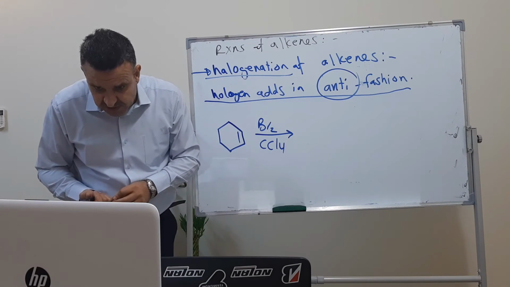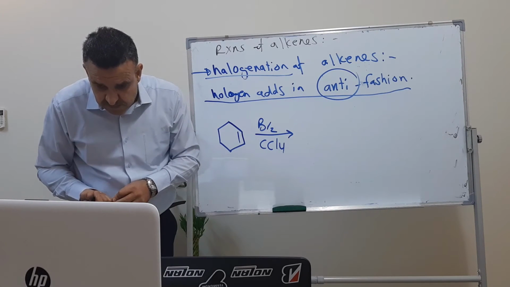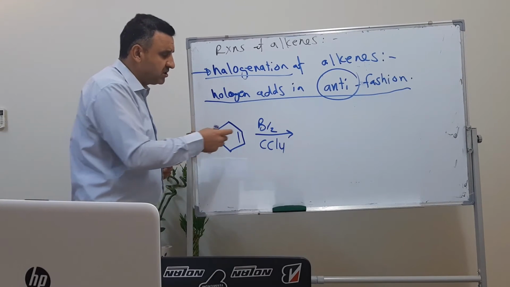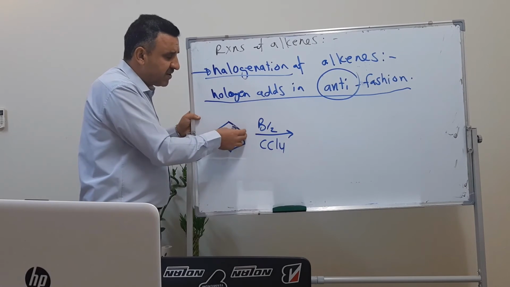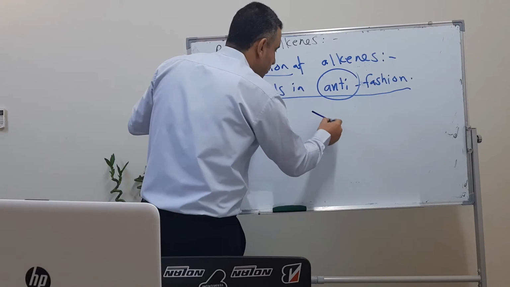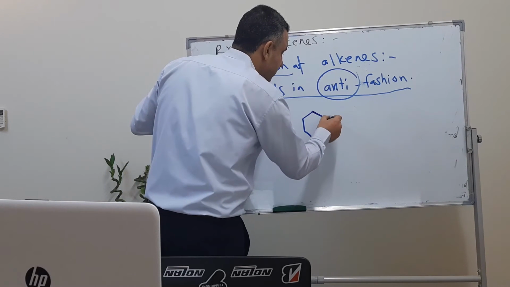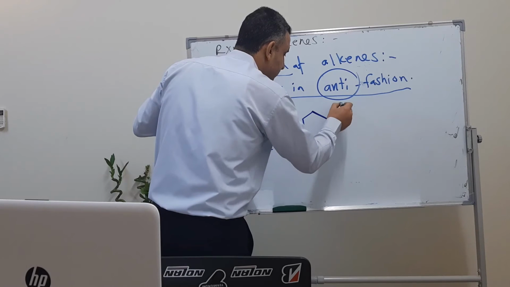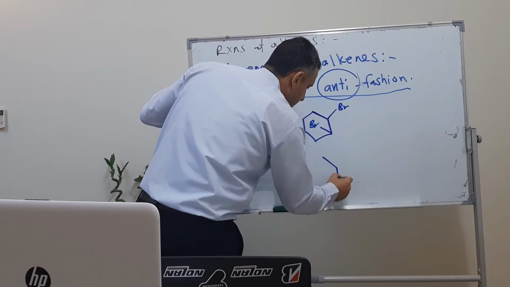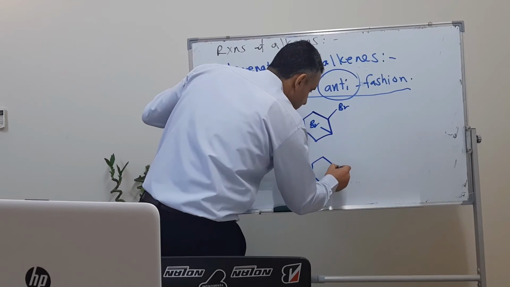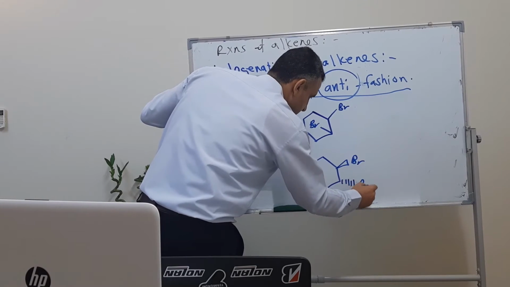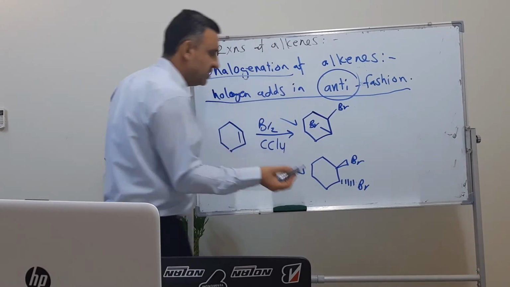Waiting for your response, guys. Yeah, two Br atoms. Do you follow me? So one Br will add from above the plane, and one Br will add from below the plane. In other words, we're going to get a trans fashion. Either we represent it this way, or we may represent it that way. Either way, it's the same.